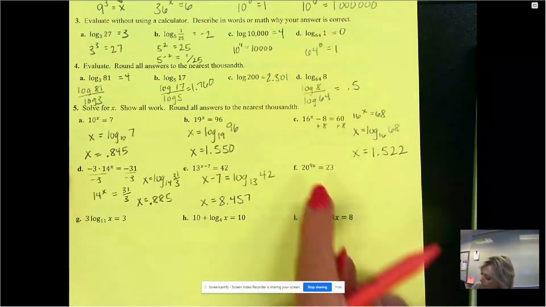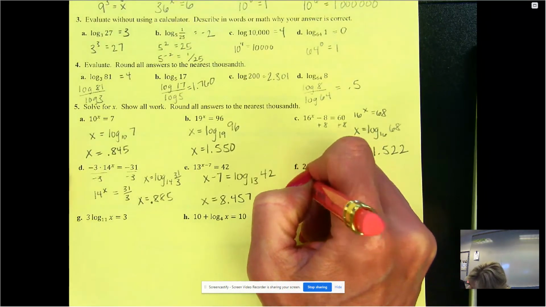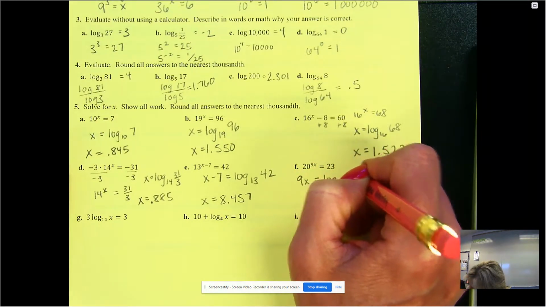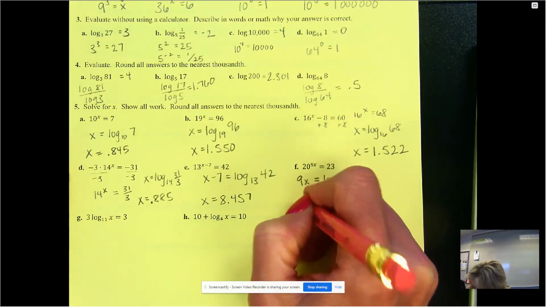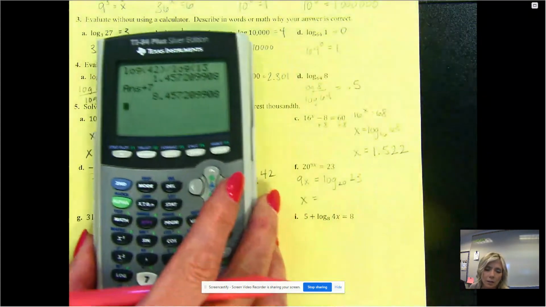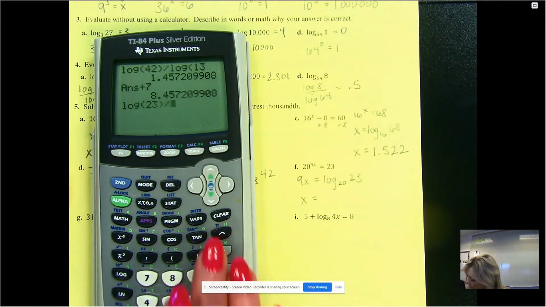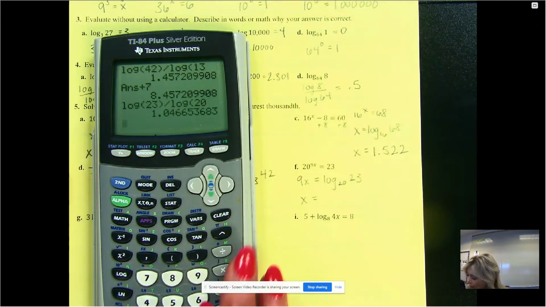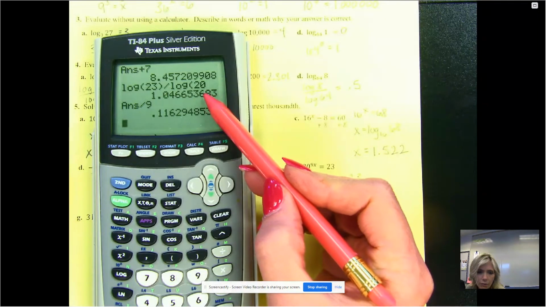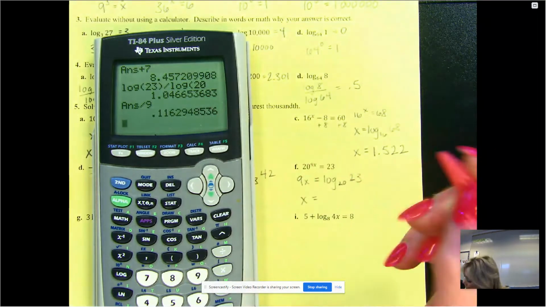Okay, F. Same thing, this is our base and exponent. We can go ahead and switch to log form. So 9x is equal to the log base 20 of 23. So I'm going to find this and then divide by the 9 since it's 9 times x. So the log of 23, divide by the log of 20, and then divide this answer by 9. So this is the value of 9x. So divide by 9. This is the value of x, 0.116.